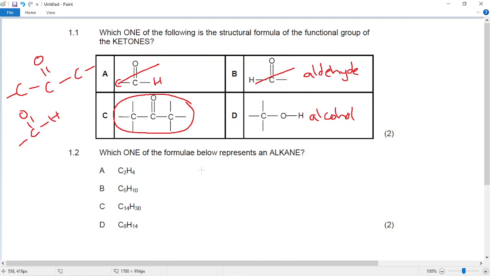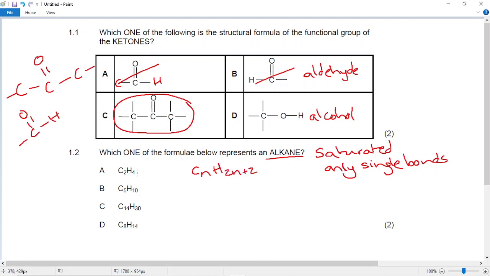Now it says, which one of the formula below represents an alkane? Remember, the alkane is saturated. There are only single bonds. Okay, so if there are only single bonds, the easiest way to answer this question is to know your general formulas, and an alkane is CnH2n+2. So then you go 2 times 2 is 4, so it can't be this one.